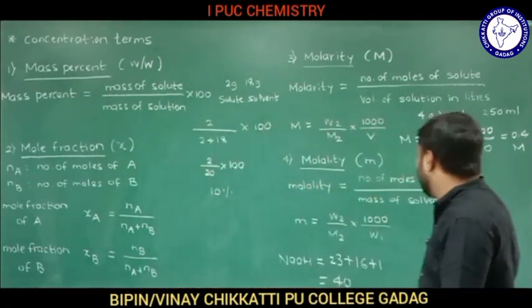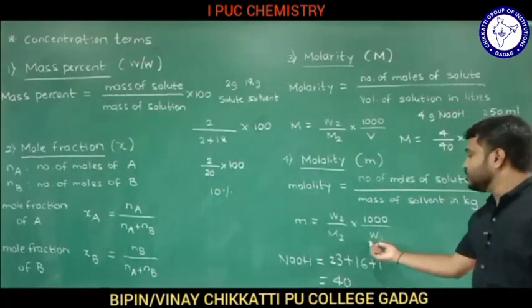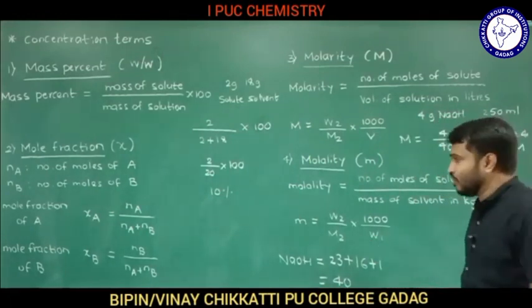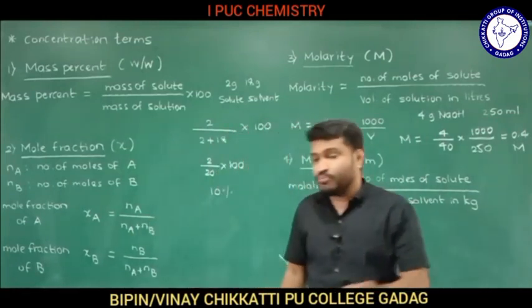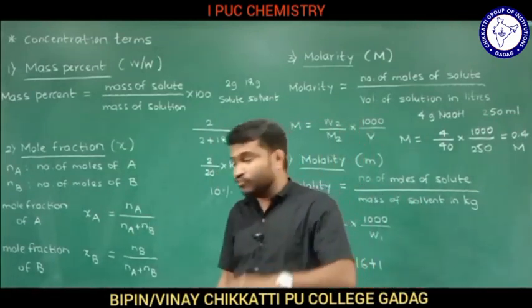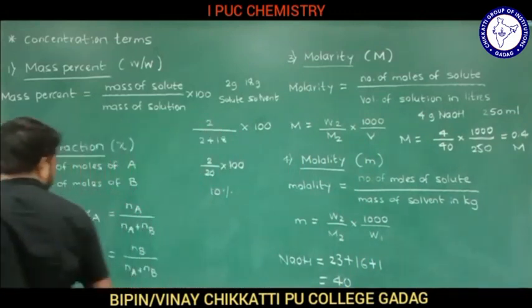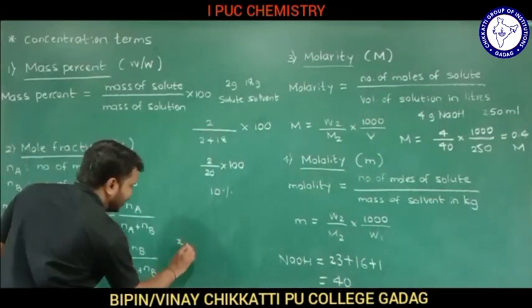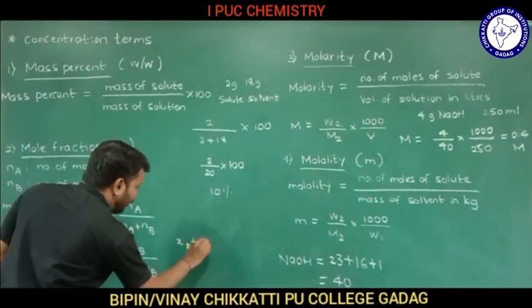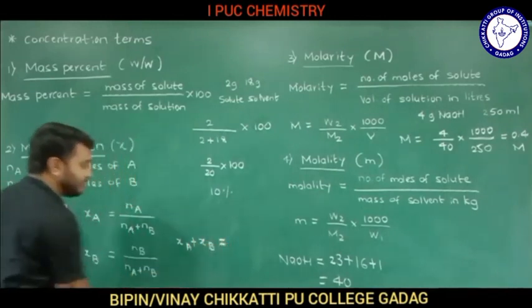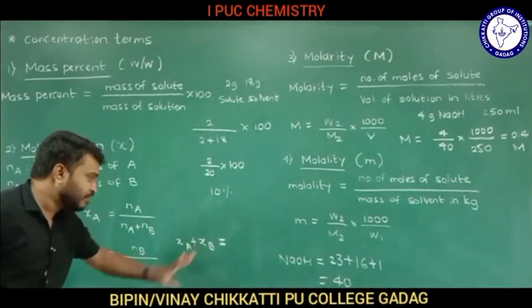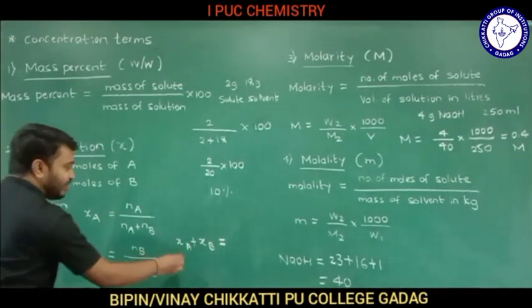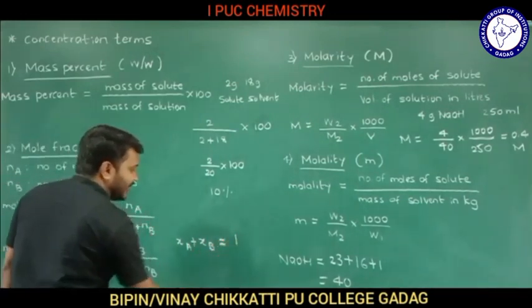Similarly, if you have molality, you need to consider W1, the weight of the solvent. In case of mole fraction, they will mention the number of moles of A and the number of moles of B. Out of curiosity, do you guess what would be the value of XA plus XB? What is XA? Mole fraction of A. What is XB? Mole fraction of B.